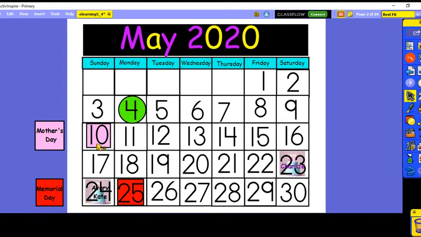We also have 2 birthdays in May. So exciting. We have Charlize on May 23rd, and we have Avery Kate on May 24th. So we'll be celebrating your birthday all month long, Charlize and Avery Kate. So super exciting. And then Monday, May 25th, is Memorial Day. So these are the holidays you'll see on our calendar this month.